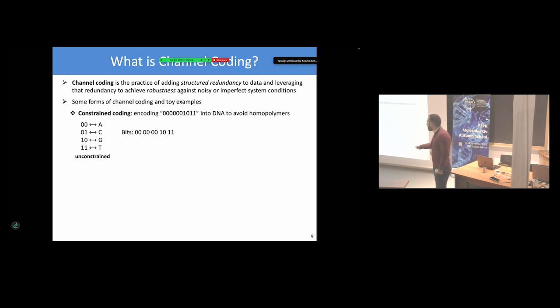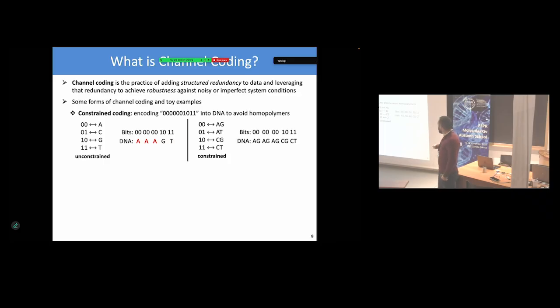You can go with the unconstrained mapping, where every 2 bits maps to one symbol, and then these bits will become AAAGT. So you have a homopolymer here, right? So in this case, you couldn't avoid homopolymers. But what if you go with this mapping? Every 2 bits maps to 2 nucleotides. And in this example, and in general, with this mapping, you will not have homopolymers. Now you have repeated patterns. You have AG, AG, AG, which is a different problem. But at least for homopolymers, this solves it.